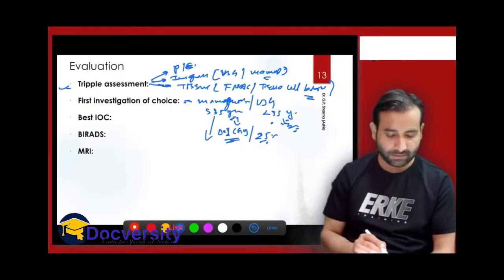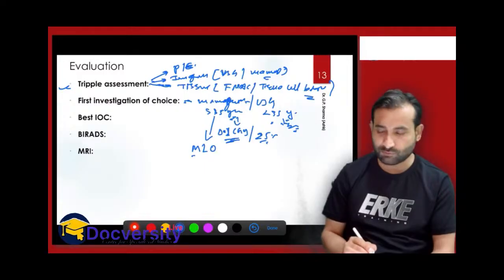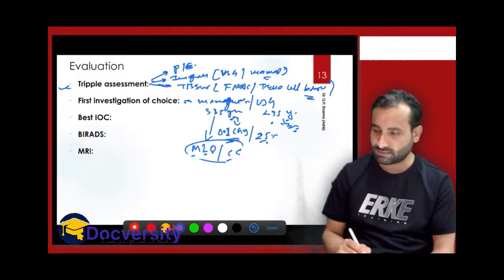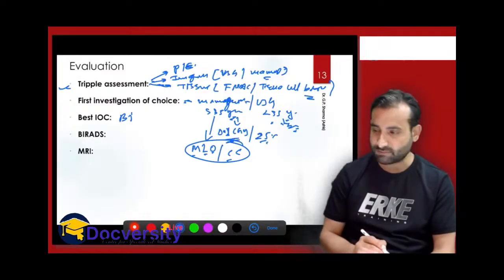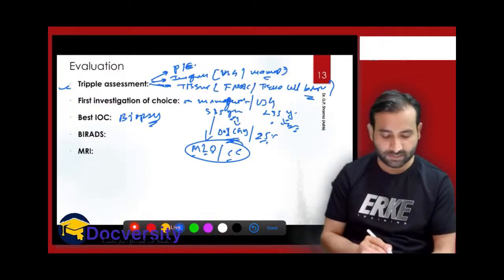And in the mammography, we do two views. One view is the MLO, that is the mediolateral oblique view. Another one is the CC view, that is the craniocaudal view. Two views we do, and then we see this, right? So this is the first investigation of choice. And what is the best investigation of choice? That is the biopsy, always, right?